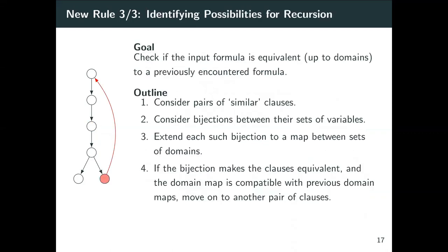And finally, we have this step that identifies possibilities for recursion. The way we do that is we take this formula that we're trying to compile right now, and we compare it to formulas that we've encountered previously, and we want them to be equivalent up to domains. So we do some hashing-based pre-processing to reject pairs of formulas and pairs of clauses that are too different to be equivalent. But for all clauses that are sufficiently similar, we consider bijection between their sets of variables. So far, all of the instances have usually two or three variables, so considering bijections is not too expensive. We extend those to maps between sets of domains.